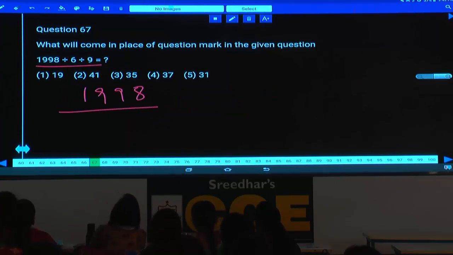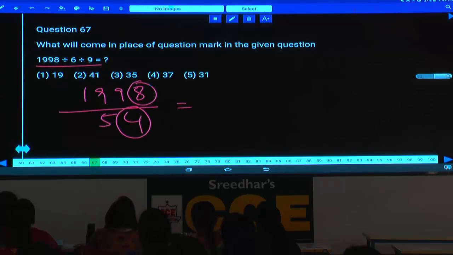1998 divided by 54. 4 into 2 ends with 8. Answer should end with 2. There is no other option. And 4 into 7 ends with 8. So the answer should end with 7. 37.